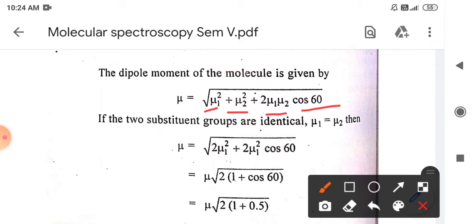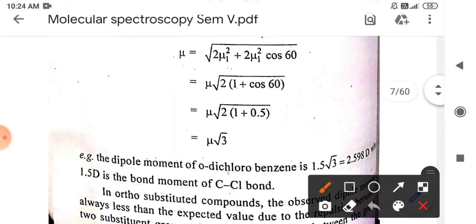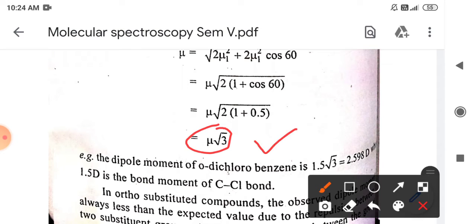Let us consider that the two substituents are identical. Due to the identical nature of the substituents, the bond moment of the first substituent equals the bond moment of the second substituent. So for mu1 equals mu2, we substitute into the dipole moment formula: mu equals the square root of 2 mu1 square plus 2 mu1 square into cos of 60, which comes out to be mu1 into the square root of 3. This is for ortho disubstituted benzene with the same substituent.